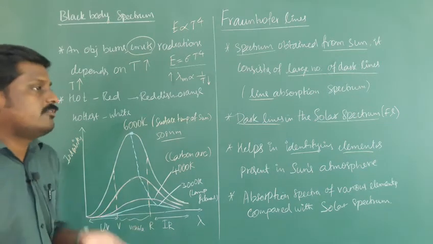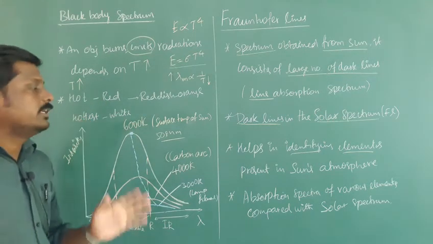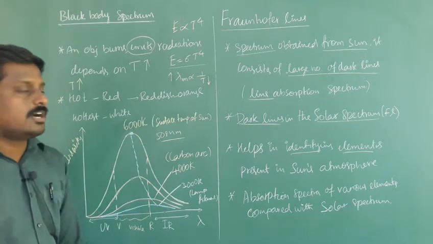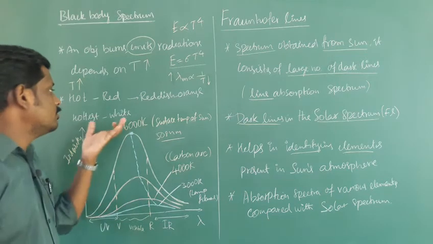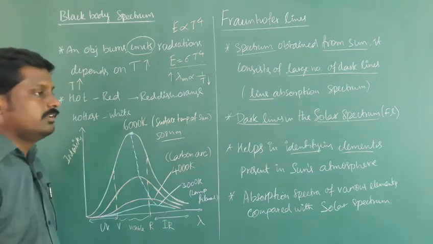If you heat the object, it glows in red color, so it's hot. Again we are further increasing the heat, so it glows reddish orange, that is hotter. Then again we are increasing the temperature of the object, so it glows white, that is hottest. So that is the intensity versus wavelength curve.